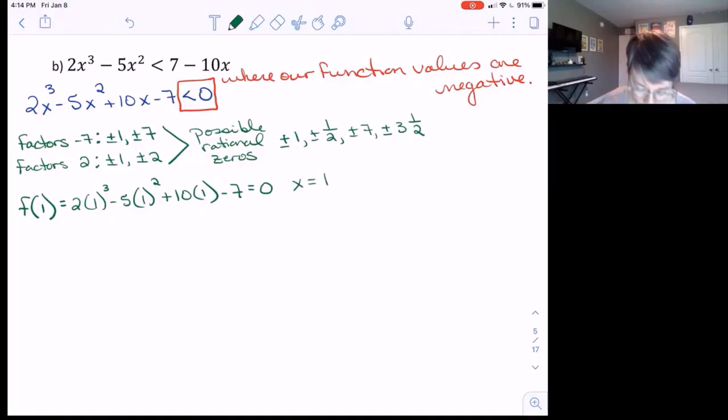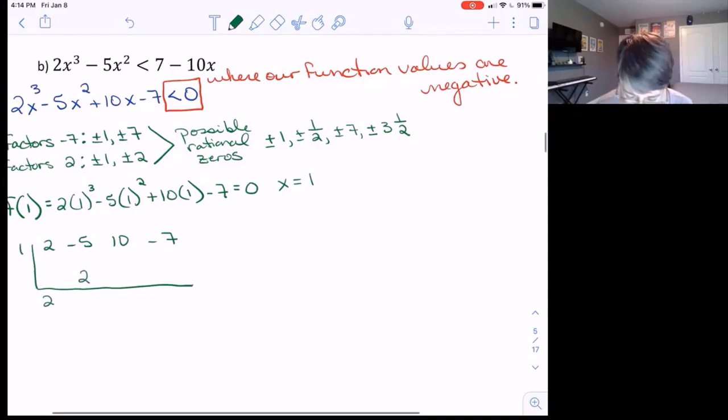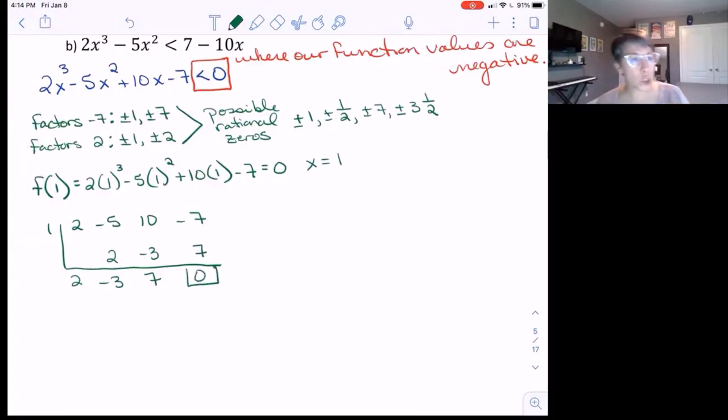So let's divide by that 1 using our synthetic division and all of our coefficients from our original, 2, -5, 10, and -7. Bring down the 2, multiply by the 1. We have the -5, combine, and we get a -3. Times that 1 is -3. Combine, 7. 7 times 1 is 7. Bring up the 7, combine, and we get 0. And remember, we started with a cubic, x cubed, so we go down 1 degree, and we get 2x squared minus 3x plus 7 as our other factor.